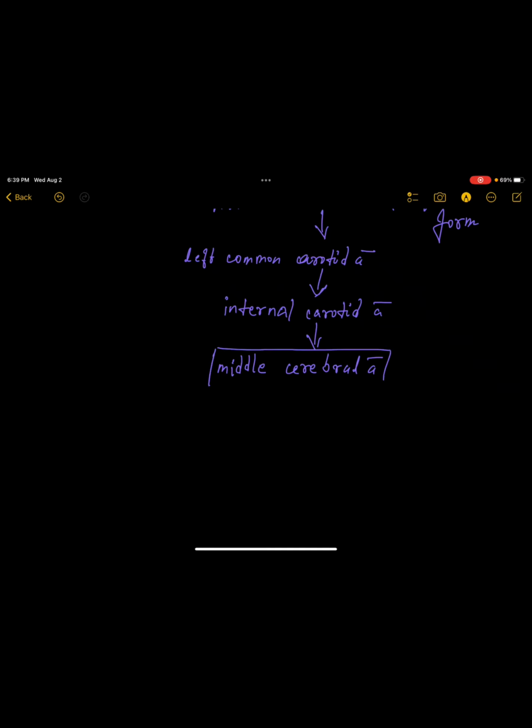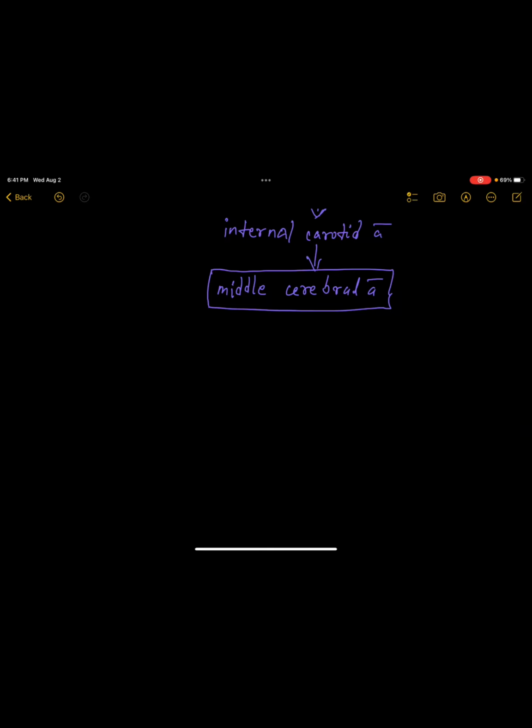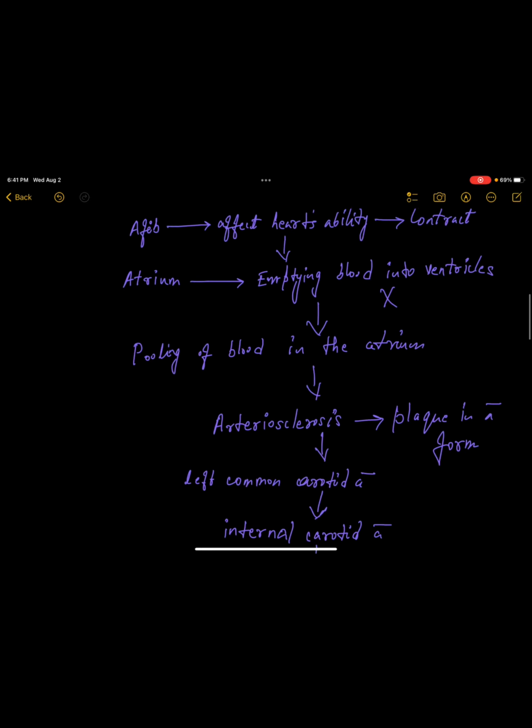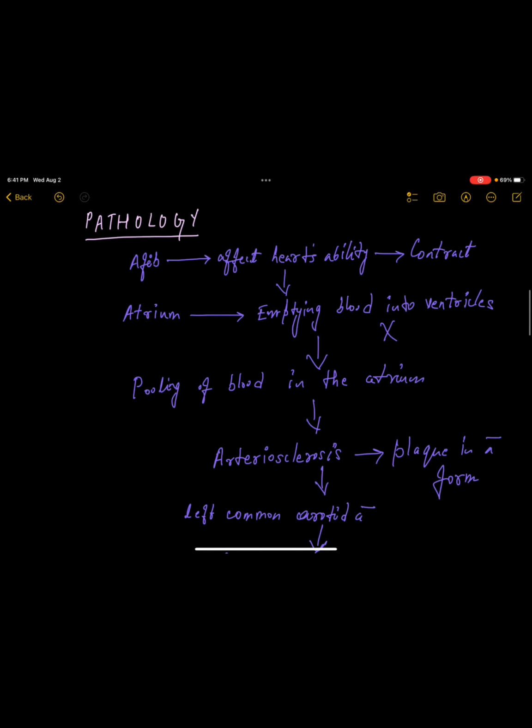So in CT scan, we can clearly appreciate the ischemic lesion or the hyperdense lesion in the middle cerebral artery, which is responsible for developing ischemia in the brain. So this was the pathology of the stroke due to atrial fibrillation.